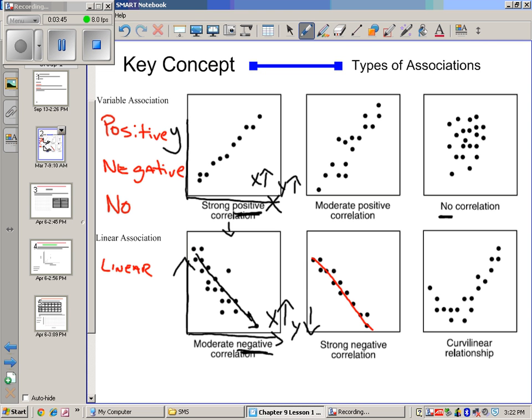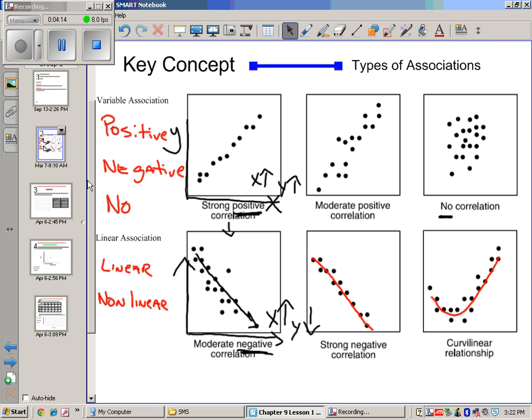Our other association is nonlinear, which is points that lie in the shape of a curve. Let's look at the bottom right. As you can tell, these points form a curvature. So this would be an example of a nonlinear association: points that form the shape of a curve instead of a straight line. And those are your five different types of associations.